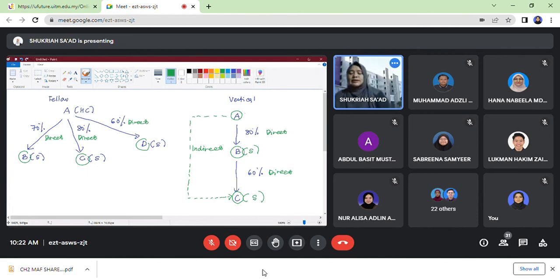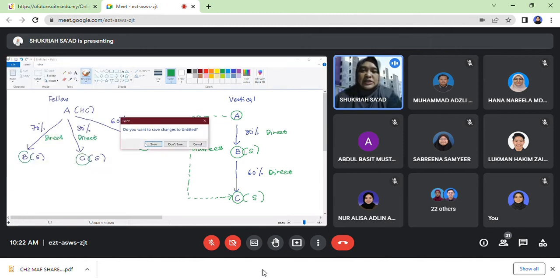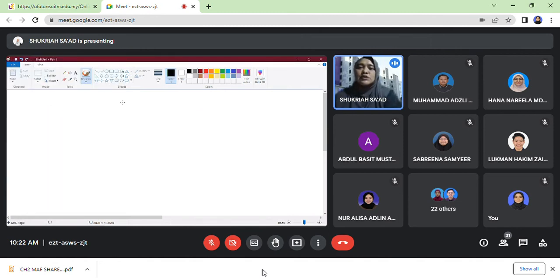Oh, saya tak tunjuk tadi kan. Saya tunjuk lagi. Last slide. Okay, ini vertikal. Then we move on to the last one, mixed group structure. Okay, mixed group pula. Dia ada A sama juga B. Kesemek sikit lah sebab dia lain sikit bentuk dia.